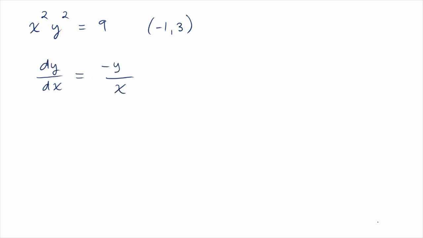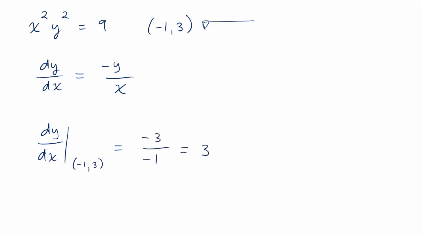Now we can use dy/dx to find the slope of the tangent line at the point negative 1, 3. So let's substitute negative 1 in for x and 3 in for y. That would give us negative 3 over negative 1, which is positive 3. So the slope of the tangent line is 3. The normal line, which is perpendicular, has a slope of negative 1/3.